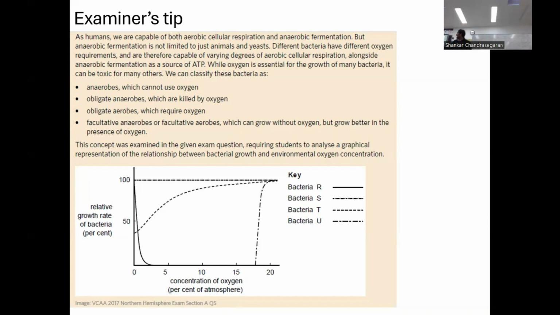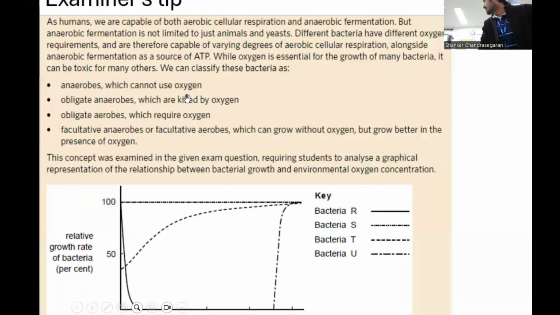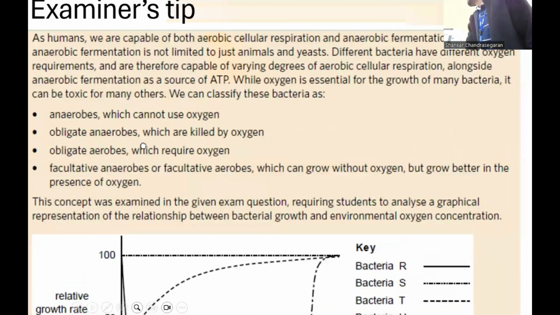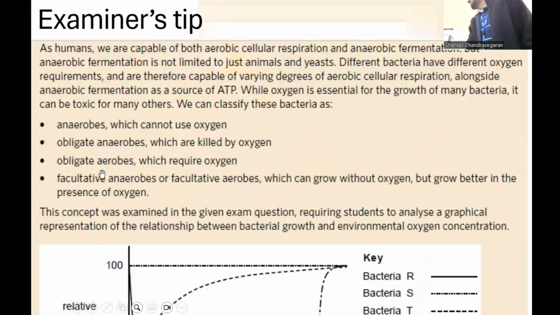For example, an anaerobe is something that cannot use oxygen. An obligate anaerobe is something that can be killed by oxygen. An obligate aerobe is something that requires oxygen. A facultative anaerobe is something that can grow without oxygen but grows better in the presence of oxygen. Can I get you guys to write down these four lines?